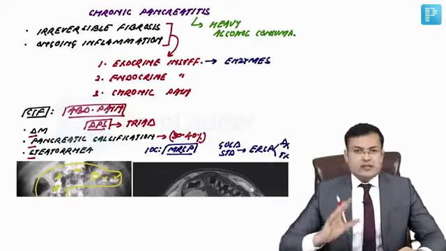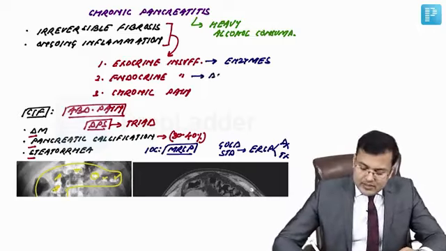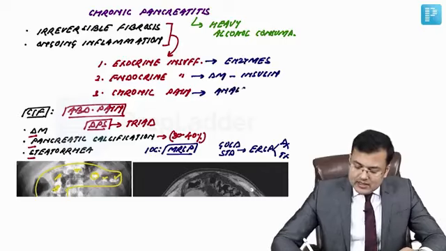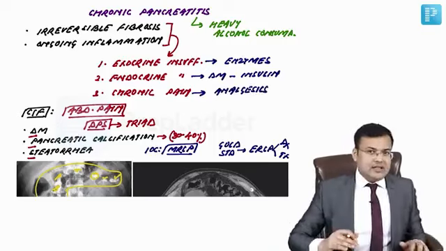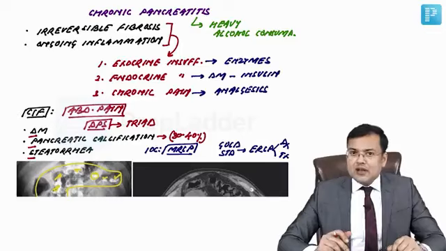Pancreatic enzyme supplements, what kind of? Enteric coated. For endocrine insufficiency, since the patient has diabetes mellitus, what do we give? Insulin. And for chronic pain, obviously we start analgesics. What kind of analgesics? NSAIDs like metamizole, which we gave in acute pancreatitis.